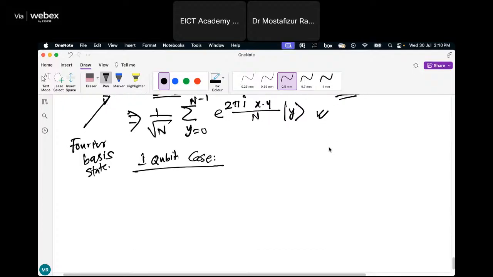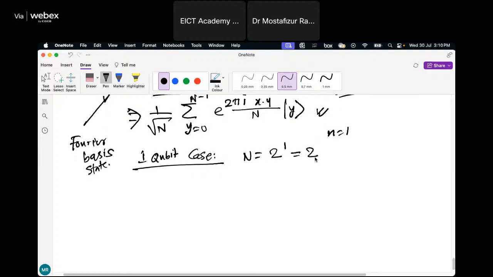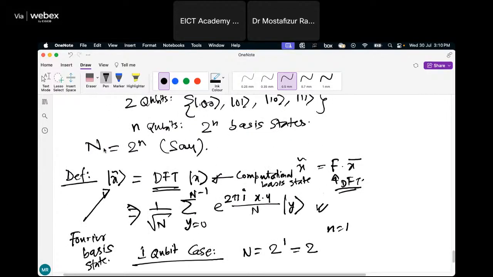First, suppose N equals 2 to the power 1 because it's a single qubit. So little n equals 1 and capital N equals 2. We defined a new variable, capital N equals 2 to the power n. Capital N typically comes from the classical picture and little n comes from the qubit. What is the thumb rule here?